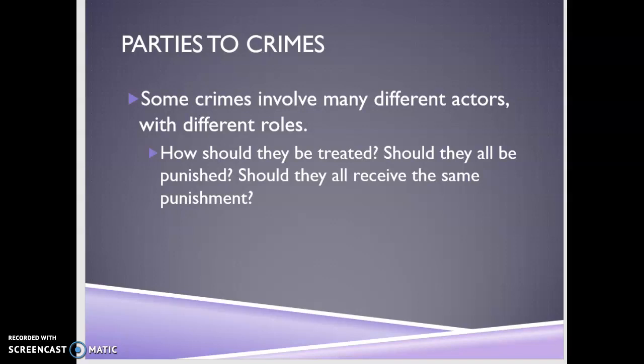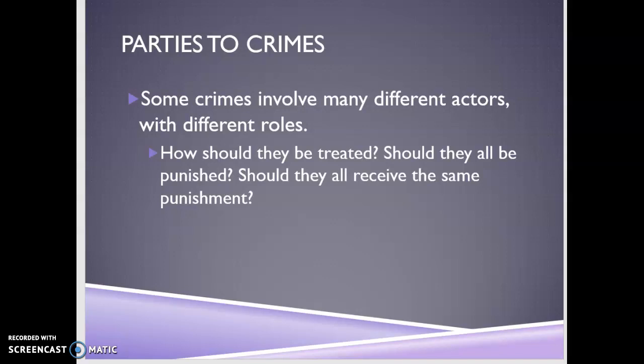In this section, we are going to go over the different parties to a crime. Whenever a crime is committed, that doesn't necessarily mean that there's only going to be one person found guilty of that crime. There might only be one person, but if other people had a hand in participating in the crime or helping in some way, whether it be before or after the crime has been committed, we could have additional parties to the crime.